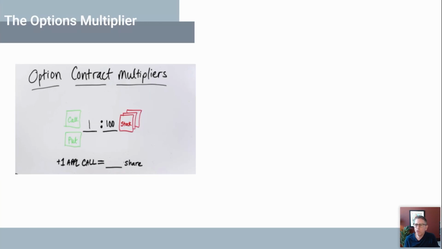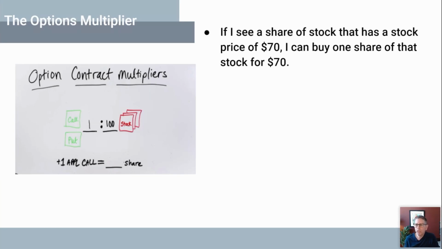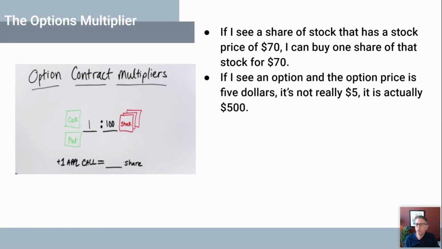This can be confusing, but let's try to take it in its simplest form. Trading stocks is pretty straightforward and simple to follow. So if you see a share of stock that has a price of $70, I can buy one share of stock at $70. In the option world, it is different. The option multiplier is the number of shares of stock that a contract controls. If you have a strike price of 5 and the option multiplier is 100, this means that one option contract controls 100 shares of stock, and each option contract is worth $500.